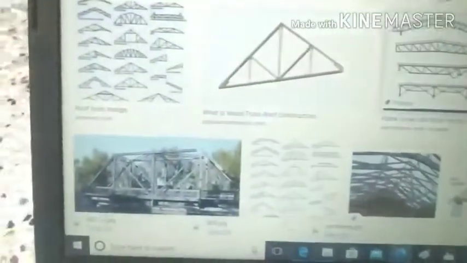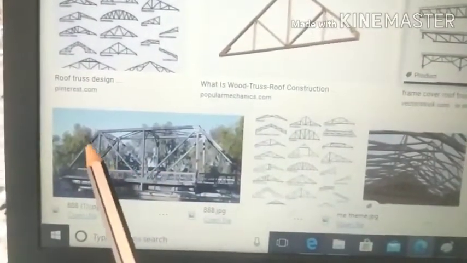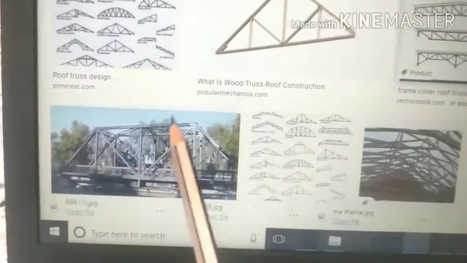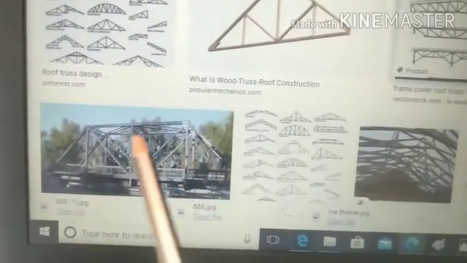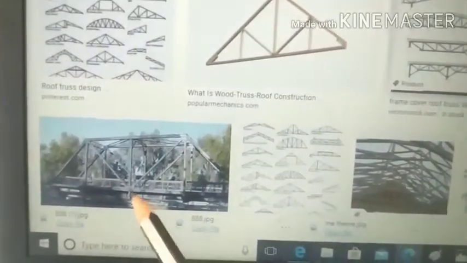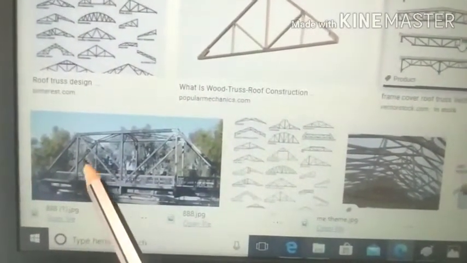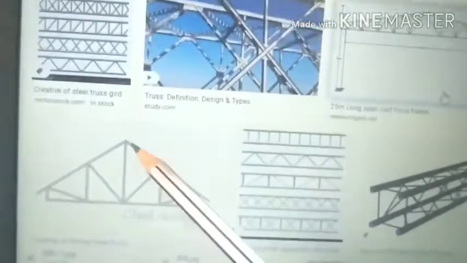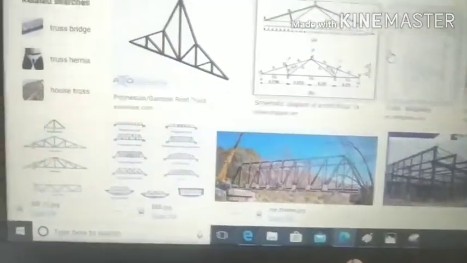So I can show you the figure. Here you can see this is a bridge, right? And you can see these bars. So the number of bars together made a structure that is called a truss. One thing you can observe is that the bars are not all in one orientation. Some bars are vertical in nature, some bars are inclined, and some bars are horizontal.